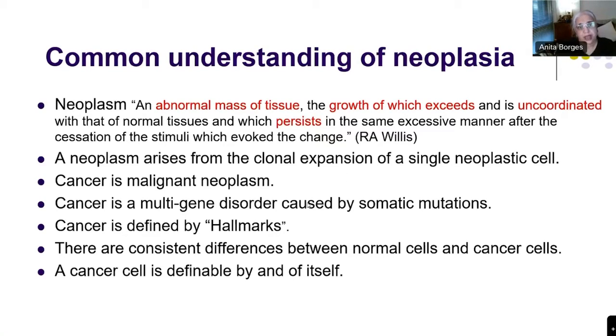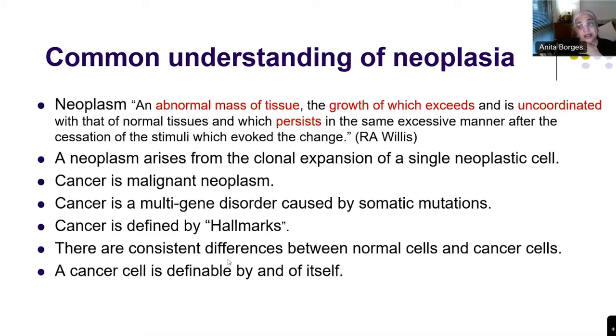Okay, so cancer is a malignant neoplasm. We also are told, and it's there in most textbooks that you read, that cancer is a multi-gene disorder caused by somatic mutations. Yes, and then if you open some of the better textbooks, it says there that cancer is defined by hallmarks, and I'm sure all of you know that. And the students who are here interacting with us, I think they went and did a quick read of the chapter on neoplasia, because that's what I told them to do. And I hope they've done it.